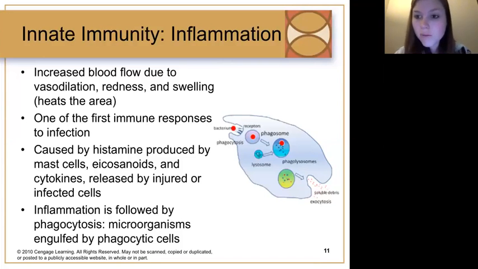So your body's trying to heat that area specifically to go ahead and kill that pathogen. Of course, if it becomes more of a problem, you're probably going to get a fever, and that's when your whole body temperature is being raised by your immune system to fight off that pathogen.